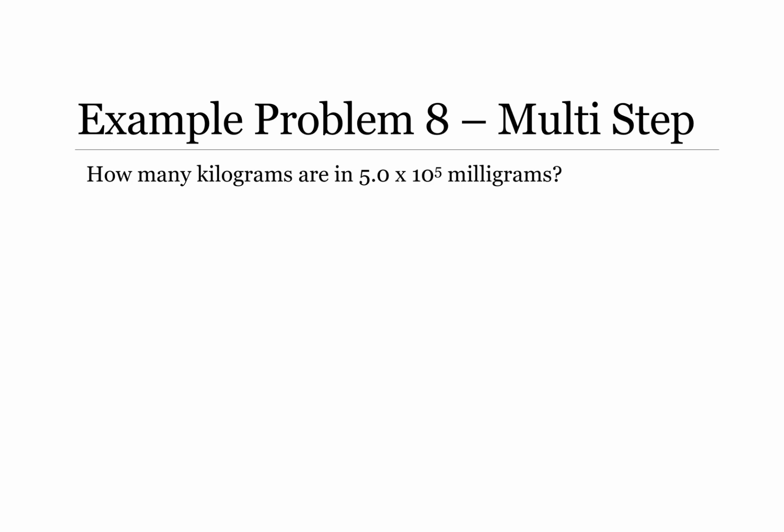Example problem 8 reads, how many kilograms are in 5.0 times 10 to the 5th milligrams? The first thing that we always do is figure out what we are starting with. And so the problem tells us we're starting with 5.0 times 10 to the 5th milligrams. The second thing that we always do is figure out what we're converting to, and that's kilograms, which is kg.